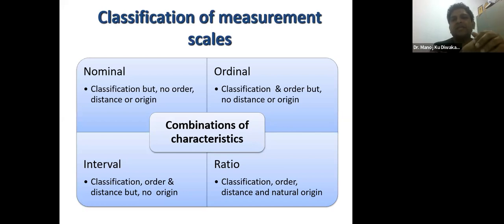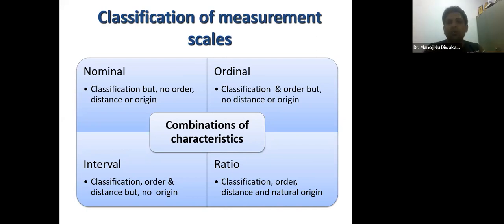As we will see, what kind of patients are coming from rural or urban populations? You are just asking whether this is rural or urban. This is just classifying: these are the rural patients and these are the urban patients. So this is the nominal type of data.